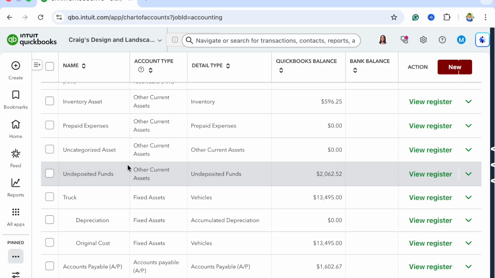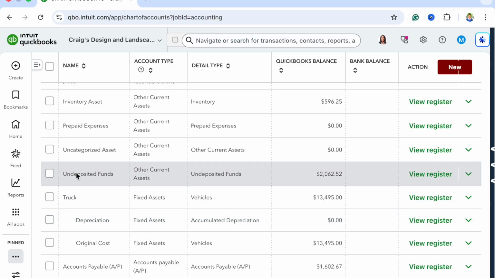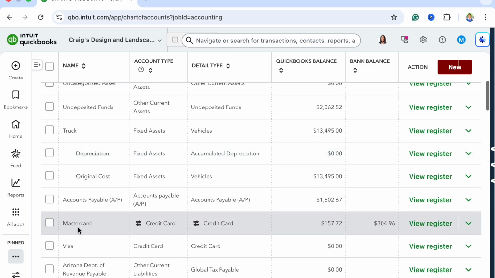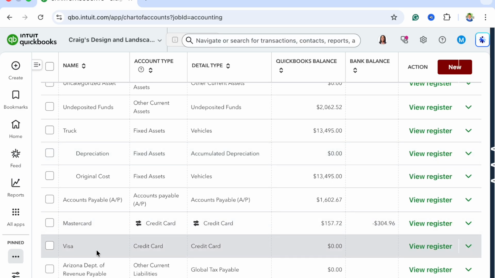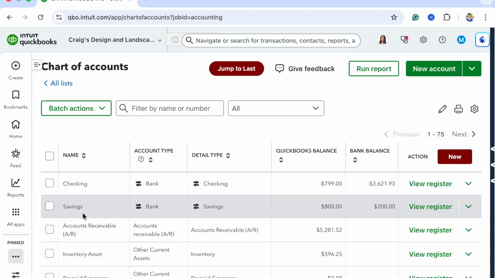And the other tip that I wanted to give you as well is make sure that you keep the names clear in your chart of accounts. You don't need to put a lot of description for the names. Just keep the names clear and simple. For example, MasterCard will be MasterCard, Visa will be Visa, checking account. You just make it clear, okay?